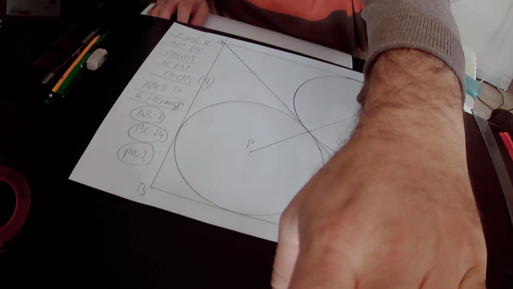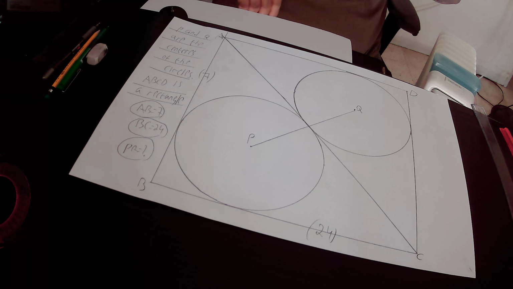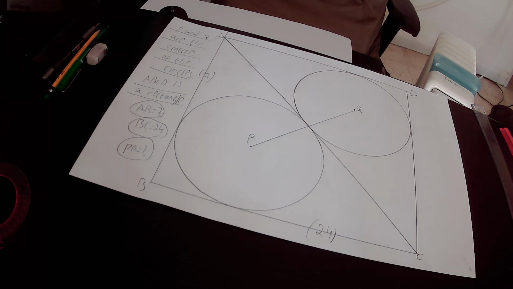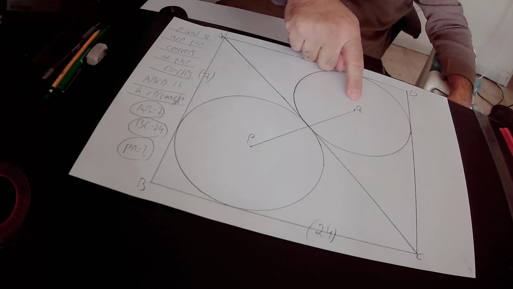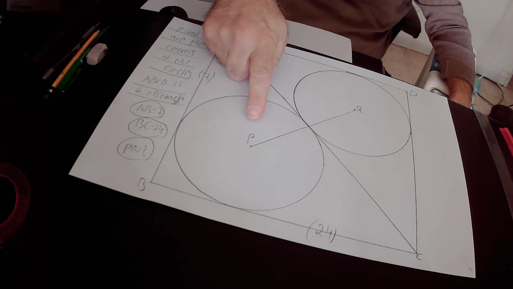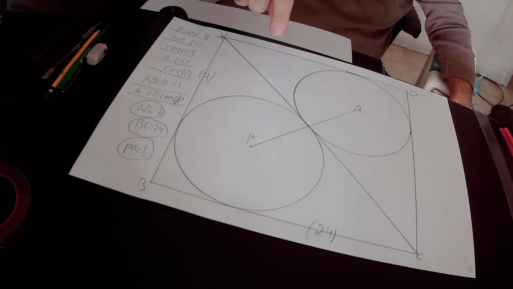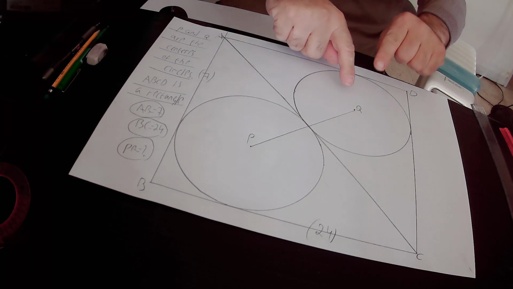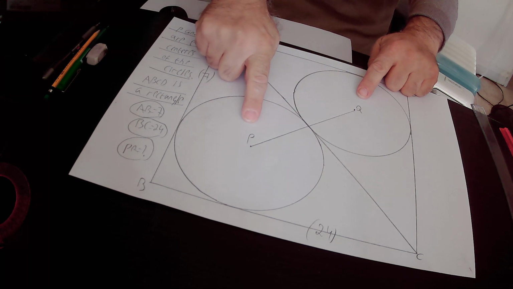Hello, in this lecture we find out the distance between the centers of two circles. In the drawing we have rectangle ABCD. Inside this rectangle we have two circles. The center of this circle is here at point Q, the center of the other circle is here at point P. And our mission is to find out the distance between the two centers, that is to say the length of this line segment QP.